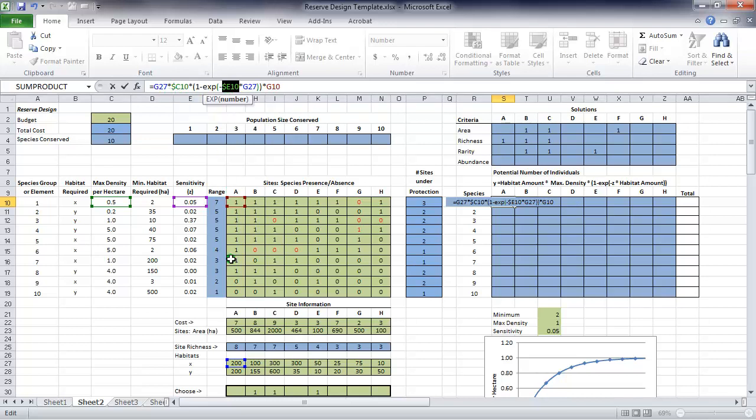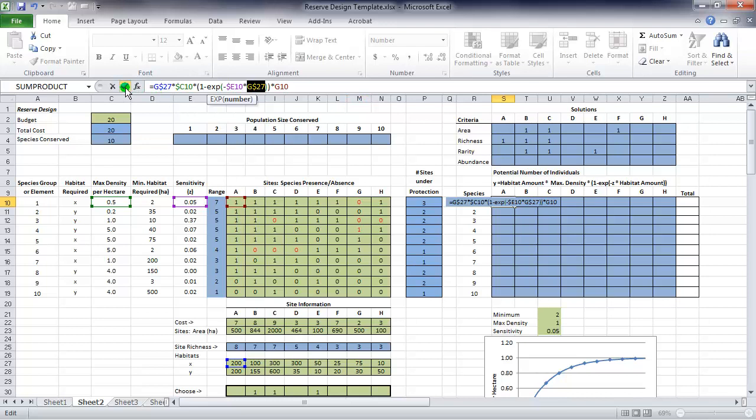Now in terms of row, as we copy this formula down, we don't want to pull this reference down or up. We want to stick with row 27. So for the references to the habitat area, we're going to anchor row 27.